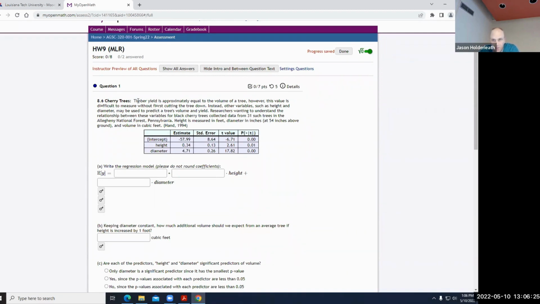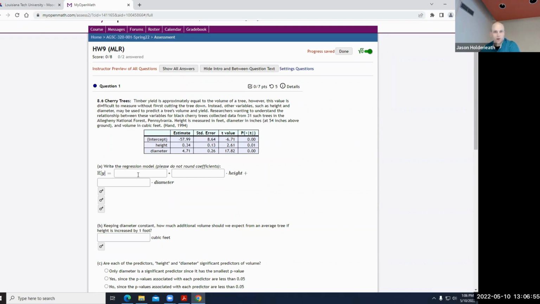Height is measured in feet, diameter in inches at 54 inches above the ground, and volume in cubic feet. So here we have our regression model. We have our estimates of our beta coefficients. So our B's are in this column. Standard errors right here. The t-value is right here. So for a t-test, and these are the p-values for determining significance of those.